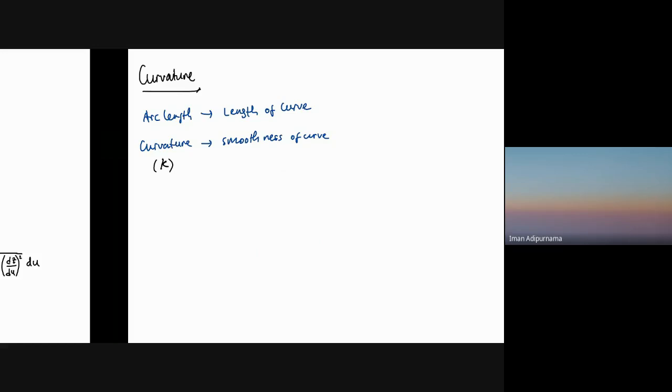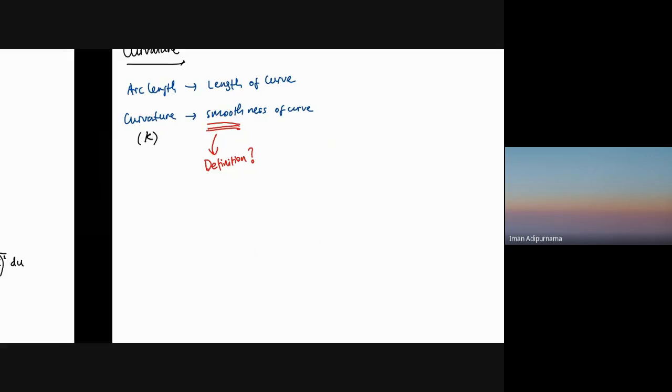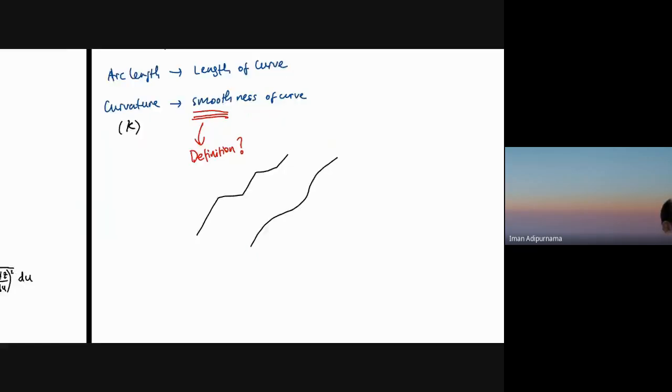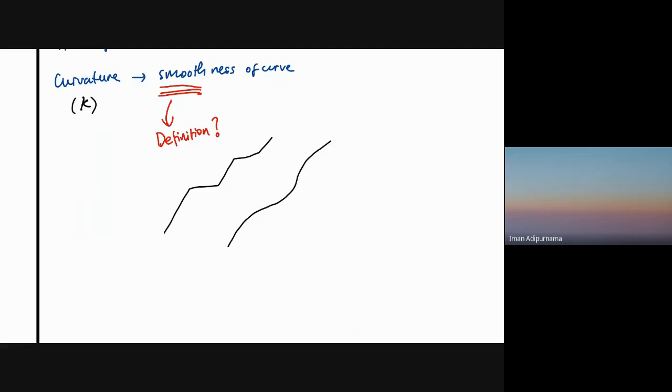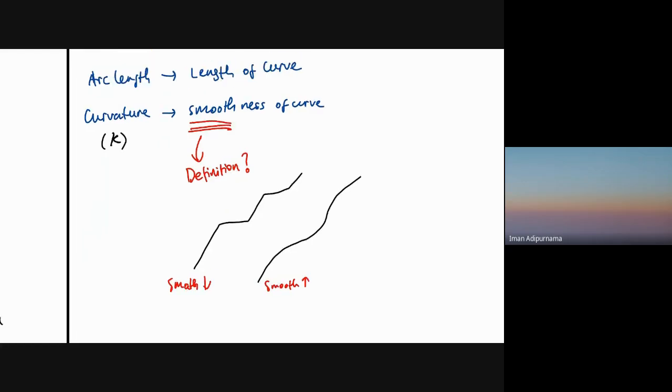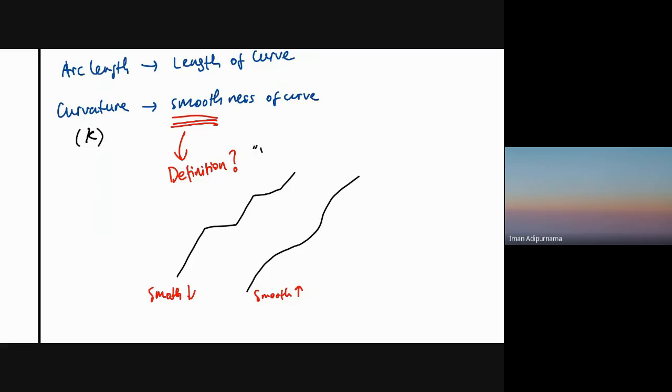And now maybe you are thinking, what's the definition of smooth? So let's say you have a curve like that. Which one is smooth, left or right? Right one, right? Let's say this is smooth. Smooth is low, this is smooth is high. Okay. So smoothness, let me just write first, no sharp corner. In the easy way, no sharp corner.